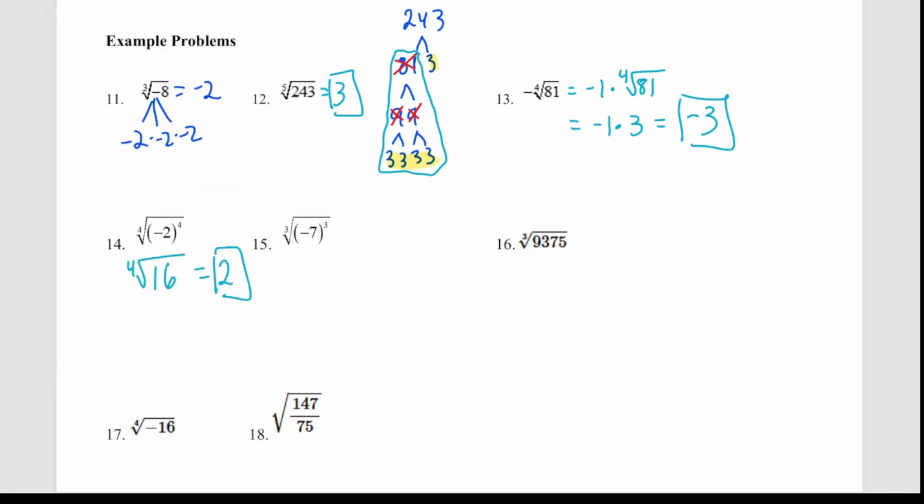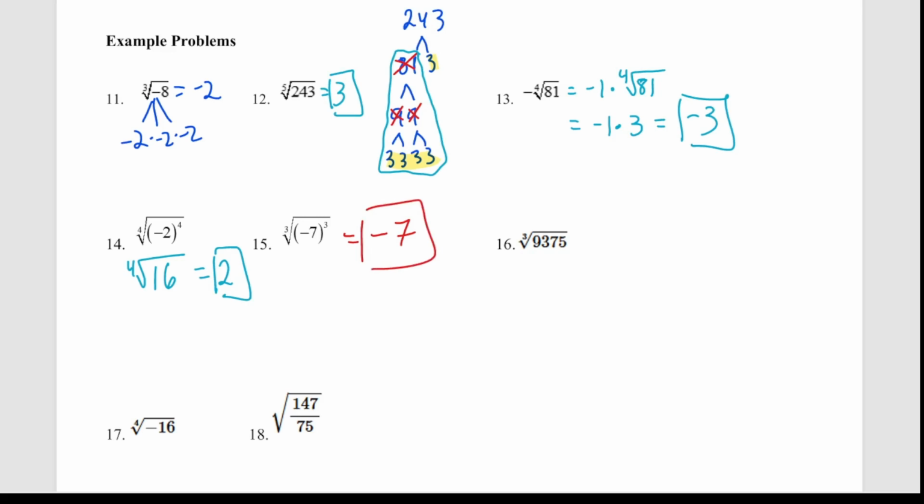Versus on this next one, when we're doing the cube root of negative 7 to the third power, well, there we have a negative times just one more negative. That's going to get us back to a negative. Or if you wanted to formally first find the negative 7 cubed and then cube root it, you would again get back to a negative 7 as well.